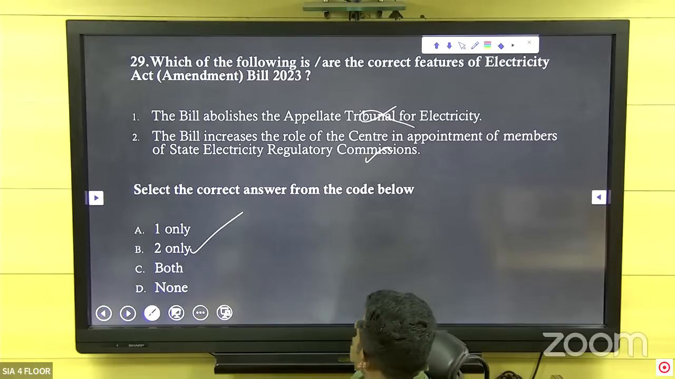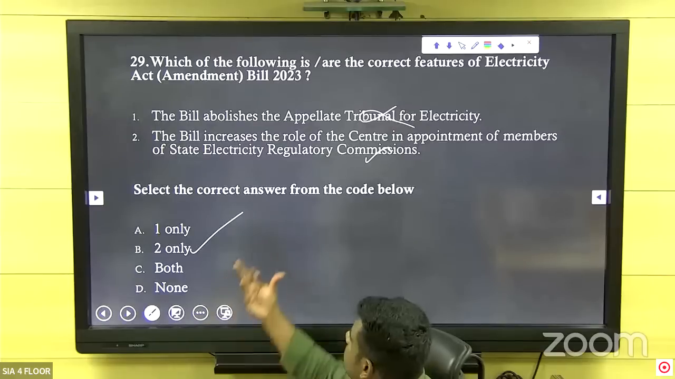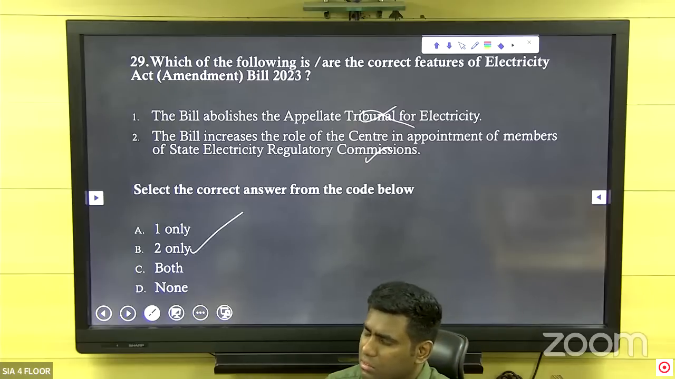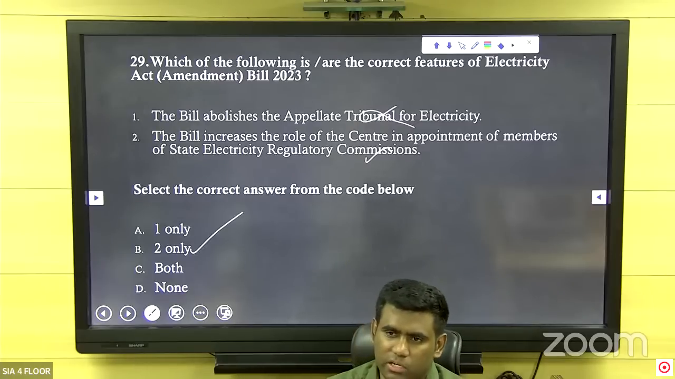Okay, that's good. And there could be many other features of the Electricity Act Amendment Bill 2023. Maybe you can have a look at it.